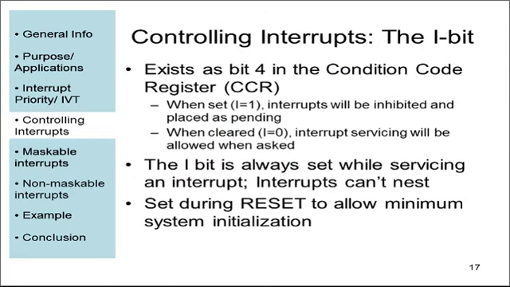For controlling the interrupts, the I bit is used. It exists as bit 4 in the condition code register, in short called CCR. When I is equal to 1, interrupts will be inhibited and placed as pending. When I is equal to 0, interrupt servicing will be allowed when asked. The I bit is always set while servicing an interrupt. It is set during reset to allow minimum system initialization.